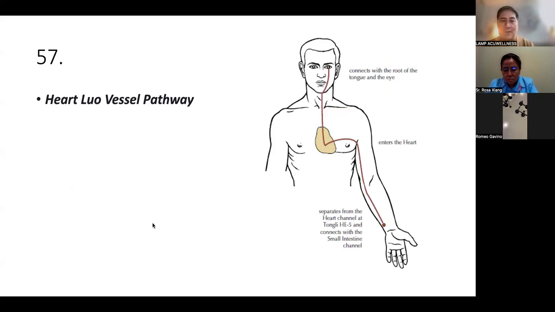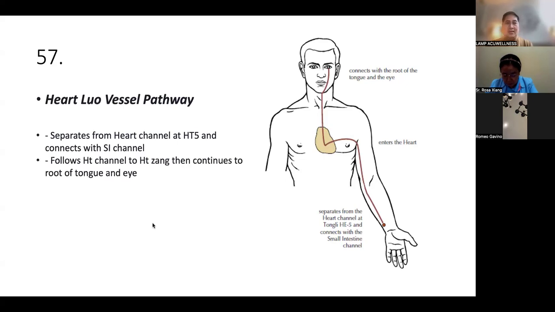The heart luo vessel pathway. It separates from the heart channel at heart 5 and connects with the SI channel, follows the heart channel to the heart zang, then continues to the root of the tongue and the eye. Okay.